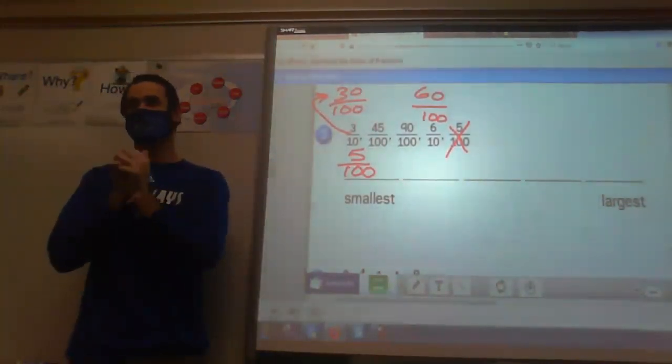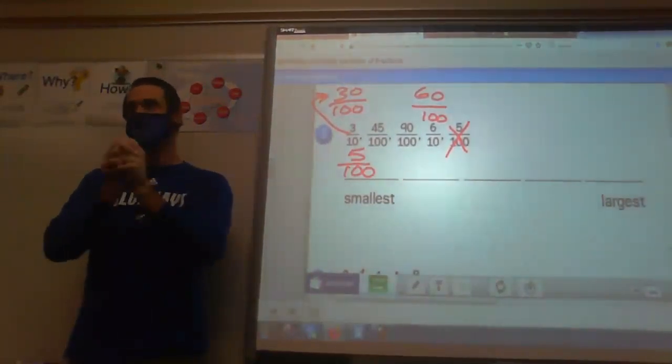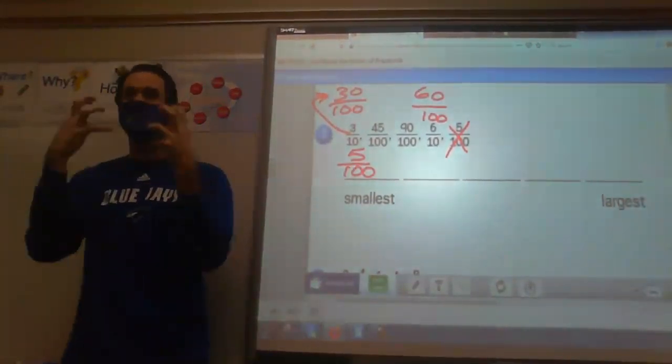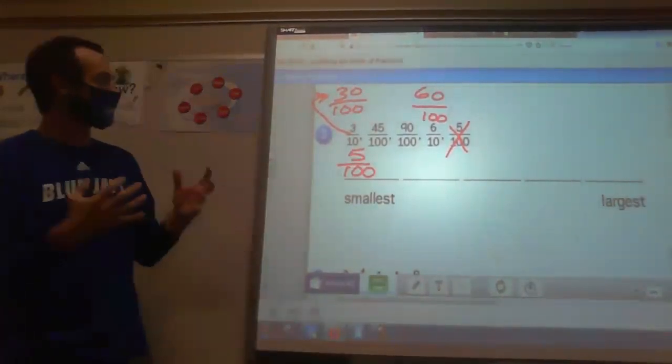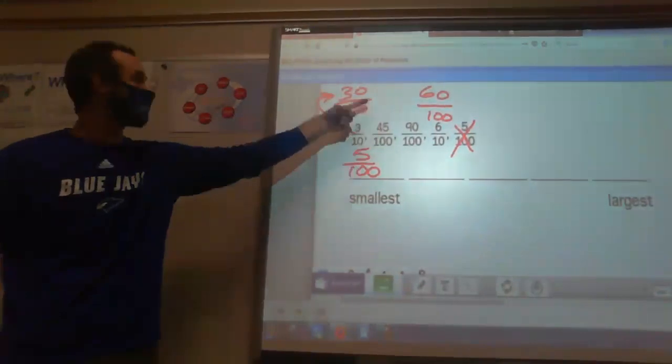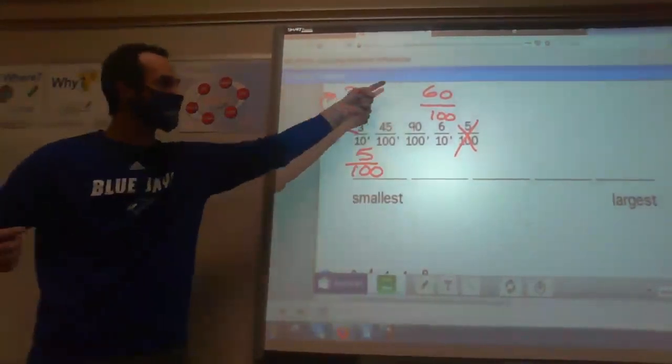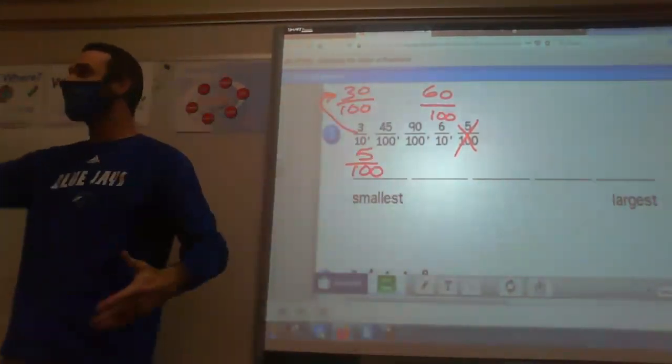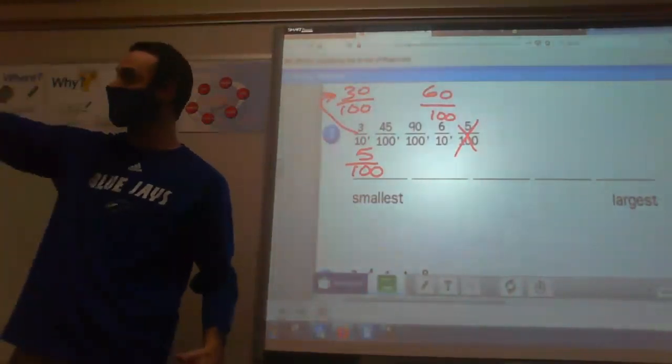So I'm really trying to be really descriptive in this: all you're doing, the denominators are common. So you just look for the next smallest denominator. 30 is smaller than 45. 30 is smaller than 90. 30 is smaller than 60. Therefore, which one is the next smallest one, Braylon?